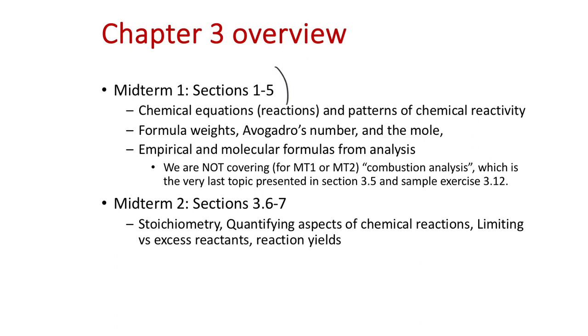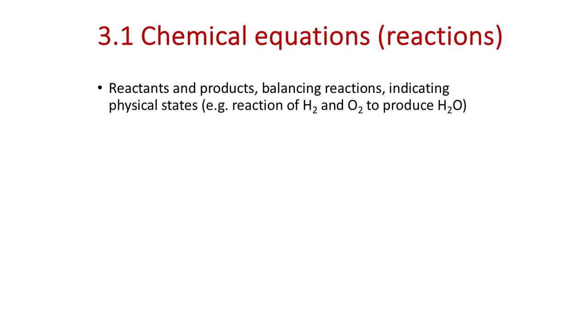And then after midterm 2, we'll get into sections 6 and 7, which are on the topic of stoichiometry, if you remember that word. That's the quantifying aspects of chemical reactions. That's the limiting versus excess reactant type problems. That's how much yield do you get? What's the percent yield? You might recall some of those problems. That's after midterm 2.